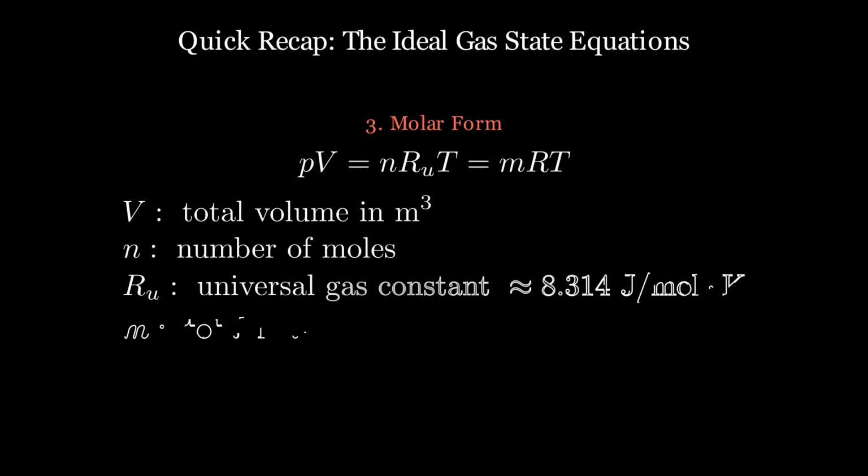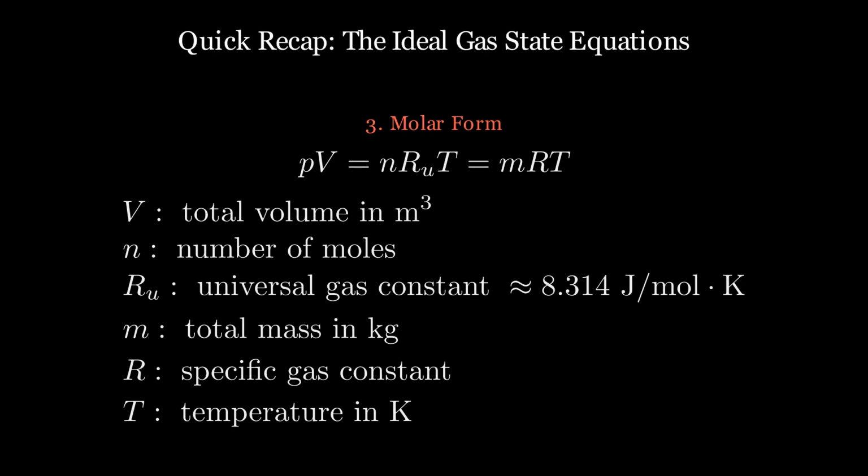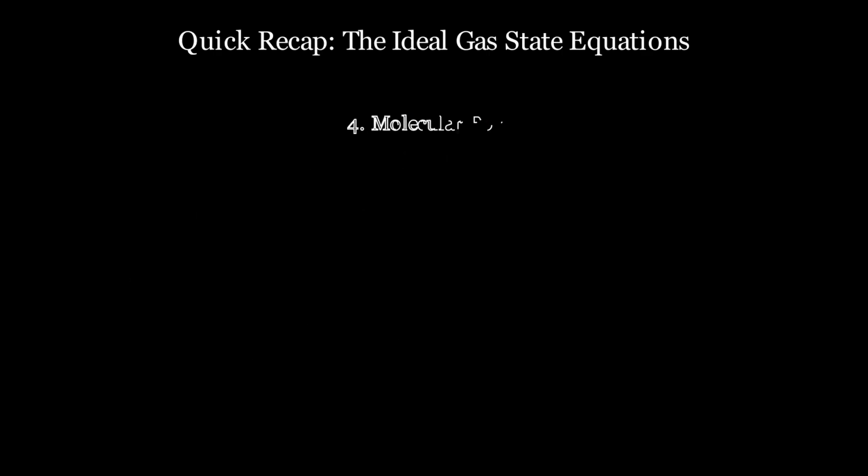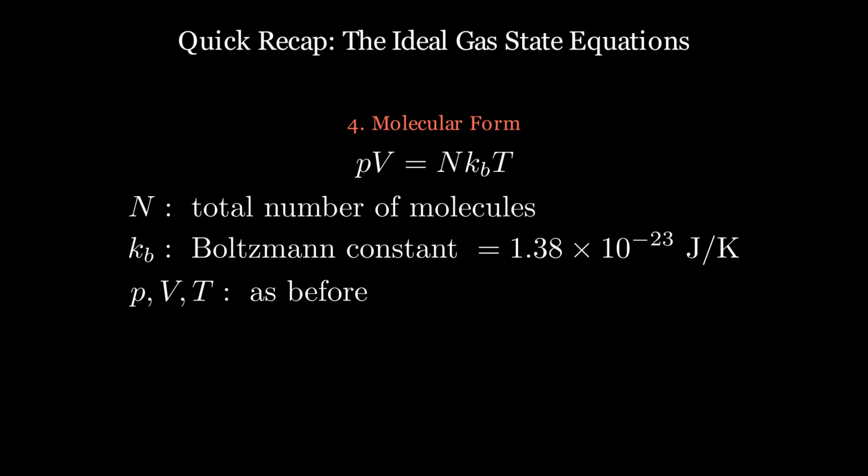Here's the molar form, where we calculate properties based on total moles or total mass. And finally, the molecular form connects directly to the number of molecules and Boltzmann's constant, useful in statistical physics. These forms give us flexibility, depending on whether we're studying gases from a macroscopic or microscopic perspective. Now, let's move forward. Let's zoom into the microscopic world of an ideal gas.